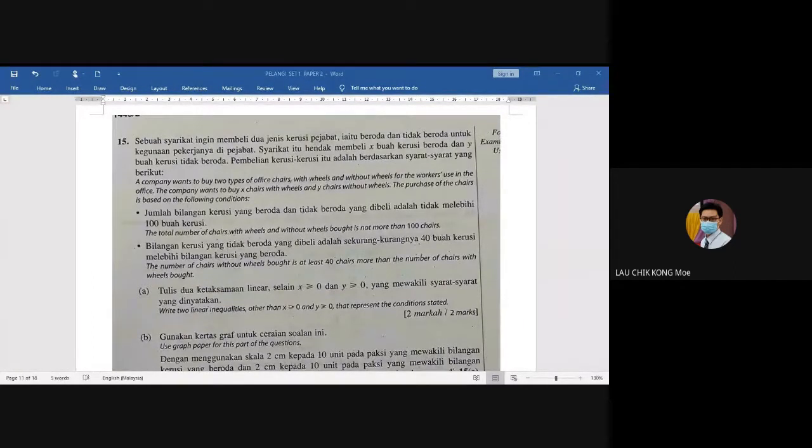So please prepare your model test paper, Pelangi set 1, paper 2. We still have 3 questions that need to go through. And after that, we will go to another one, Saspadi set 2, paper 1.